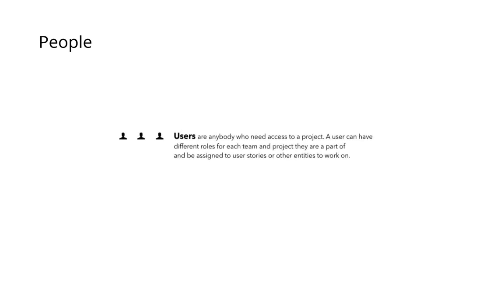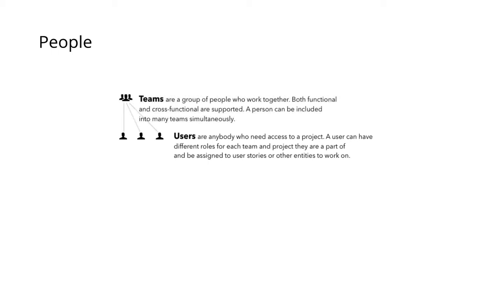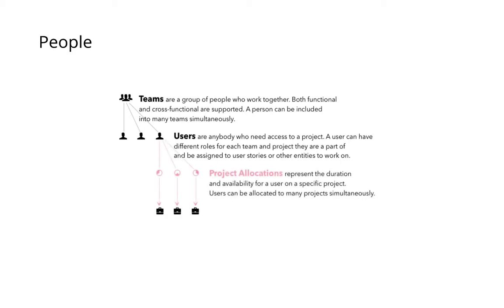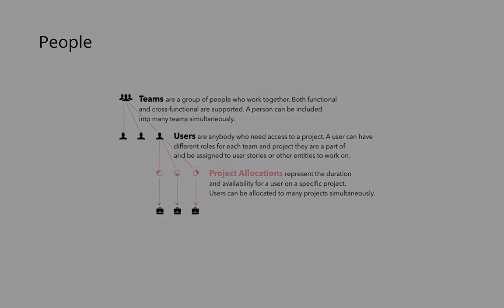Every person in your company can be represented as a user in Targetprocess. People can be organized into teams. Teams can be cross-functional, or you organize them around some specific area or component. People can be allocated to a project using the project allocation entity. This entity defines when and for how long a person is allocated to a project. Many teams can be allocated to one project, and one team can be allocated to many projects. Check out our other tutorial videos for more details on this topic.